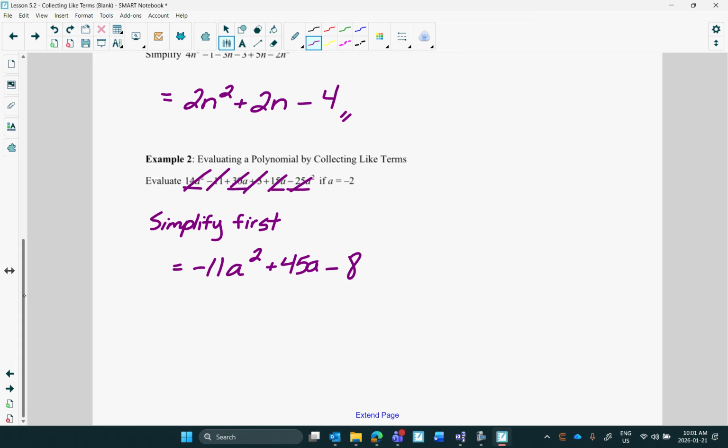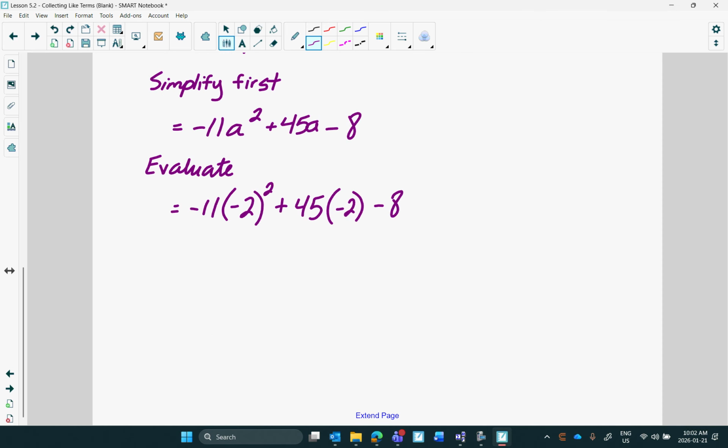Now, it's much easier to work with. I mean, it's still going to require some calculation, but better than before. So now we actually evaluate by plugging in -2, in parentheses, every time we see an a. Don't forget the parentheses. It will help you. It is your friend.